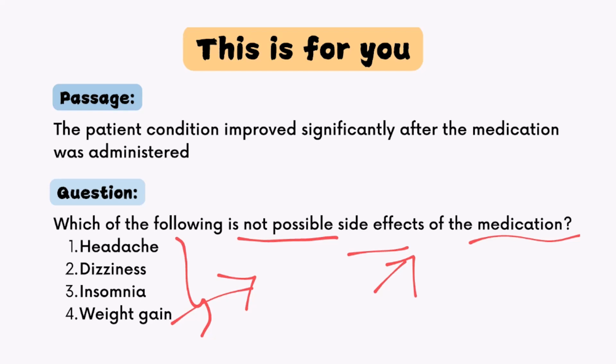So in your passage, what they have mentioned is that the patient condition improved significantly after the medication was administered. So what are the side effects that you need to choose related to medication, but which one is not related to the medication administration that you need to choose? So for question number 2, that is your task. You are choosing the last option, weight gain, as the right one.